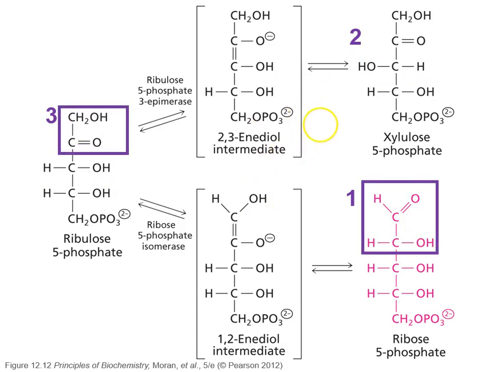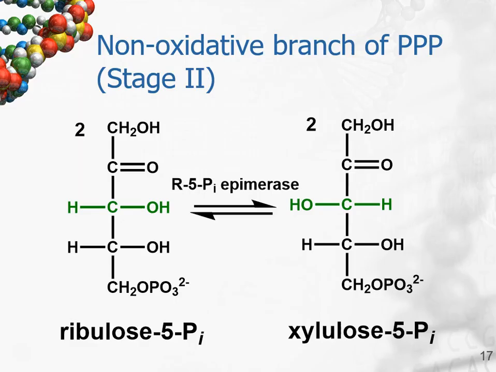And in the isomerase reaction, we will convert 1 of these molecules to ribose 5-phosphate. Again, you might notice that ribulose 5-phosphate is a ketose and ribose 5-phosphate is an aldose. So let's look at the epimerase reaction.